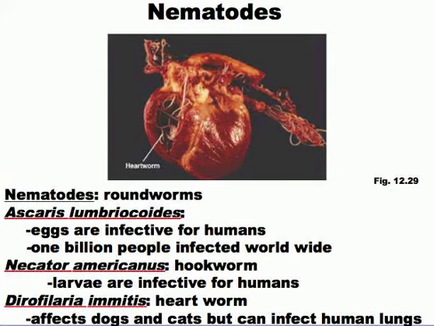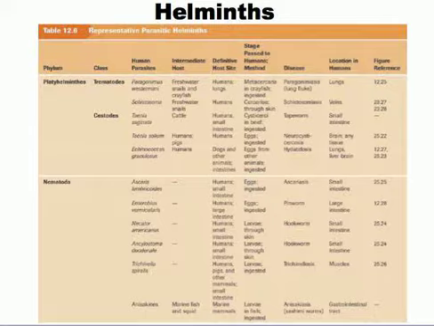And then the last worm I'll talk about is heartworm. This is named because the adult stage is often in the animal's heart, where it can kill the host through congestive heart failure. And this is caused by Dirofilaria immitis. And this tends to affect dogs and cats, but can also infect human lungs. So that's what this picture is showing. Here are some representative parasitic helminths. We talked about some of these. You're not responsible for this table, but if you're interested, I urge you to look at it.